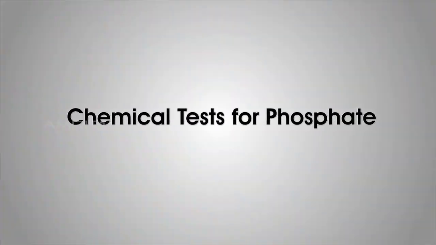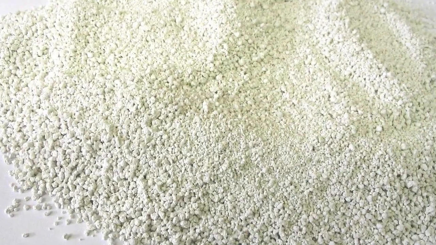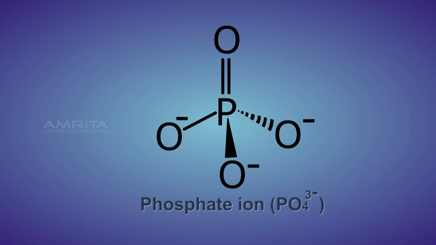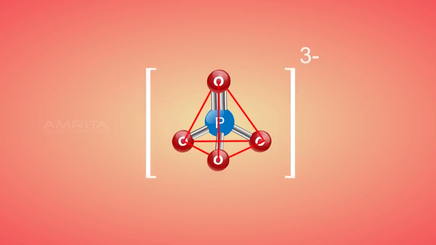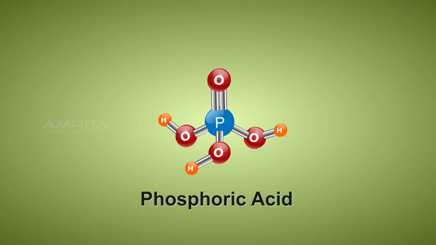Tests for phosphate. Phosphates are inorganic salts containing phosphate ions. The phosphate ion is a polyatomic anion with the empirical formula PO43-. It contains a central phosphorus atom surrounded by 4 oxygen atoms in a tetrahedral arrangement. The most well-known compound containing the phosphate ion is phosphoric acid.